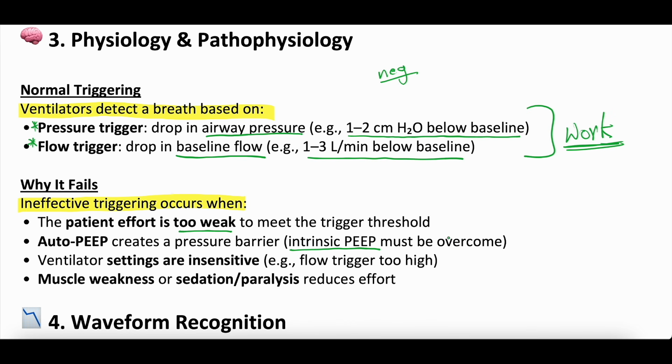But what AutoPEEP does is it generates intrinsic PEEP. PEEP is positive end expiratory pressure.